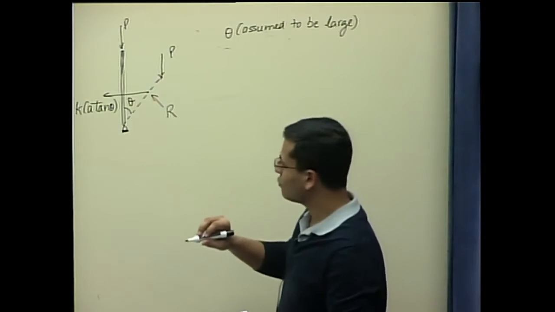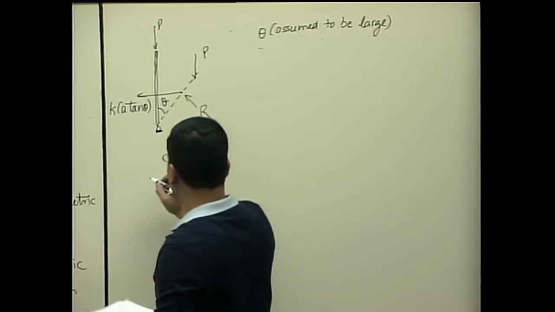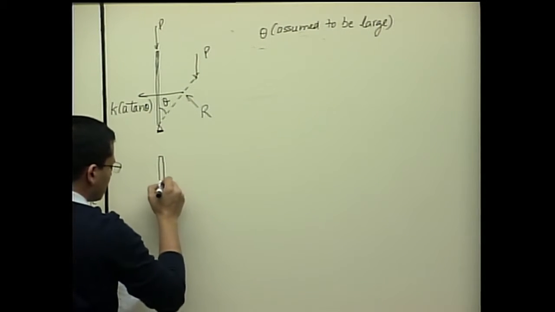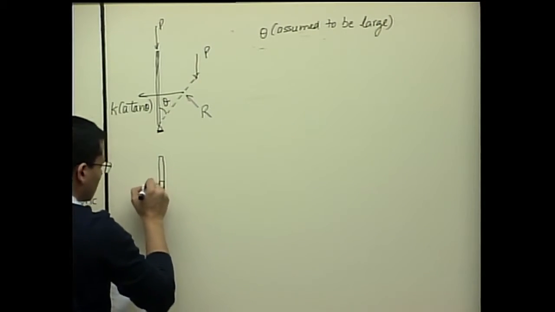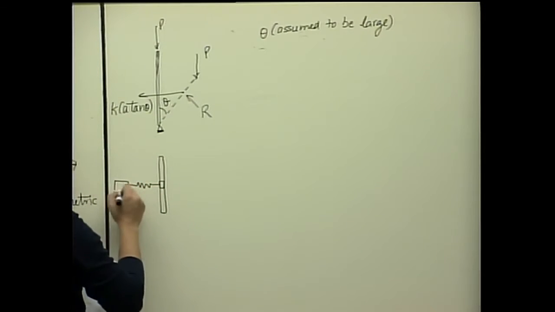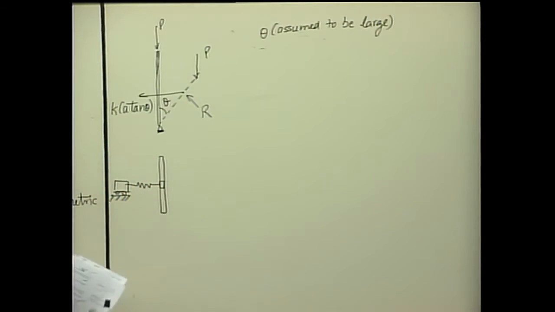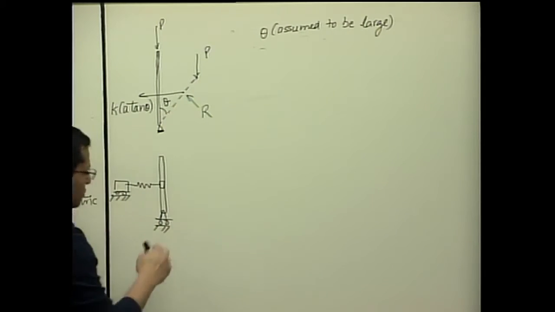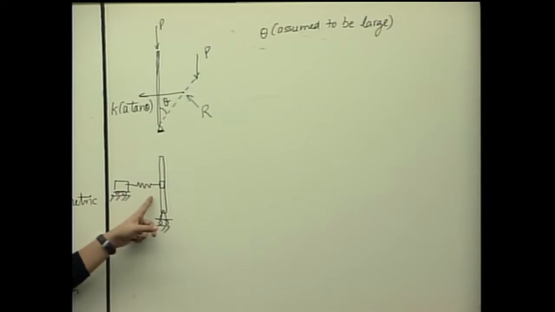So if you recall, the system we have is a bar with a ring which is attached to a spring. This is a frictionless ring attached to the bar, and it can move up and down the bar. So when this bar undergoes large deformations, the reaction force always remains perpendicular to this rigid bar.